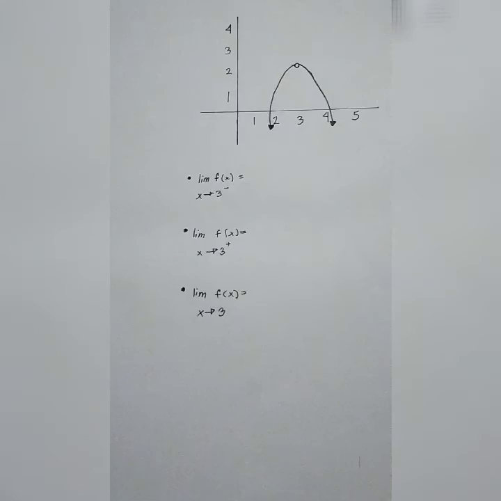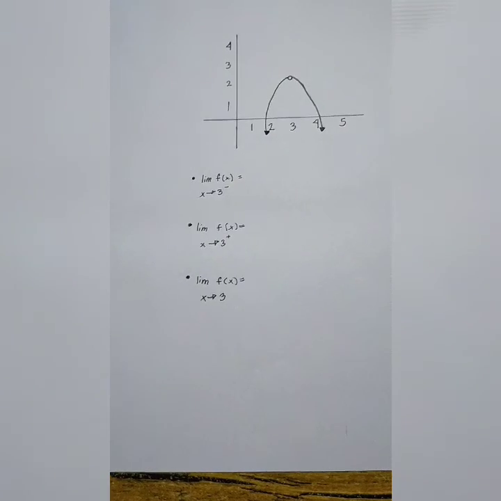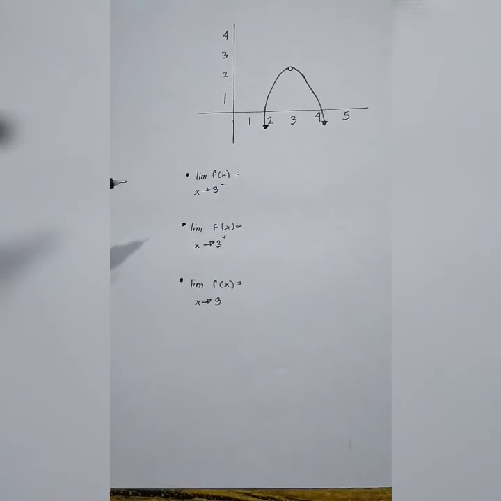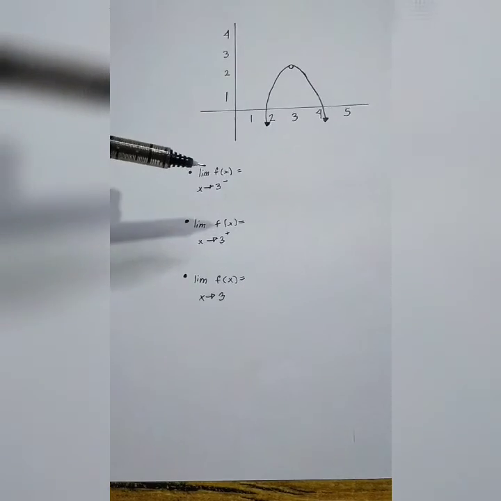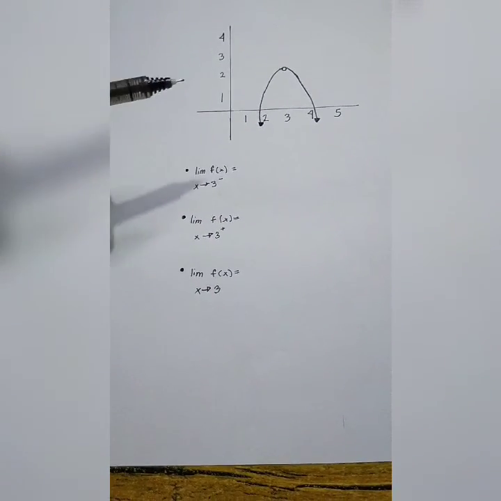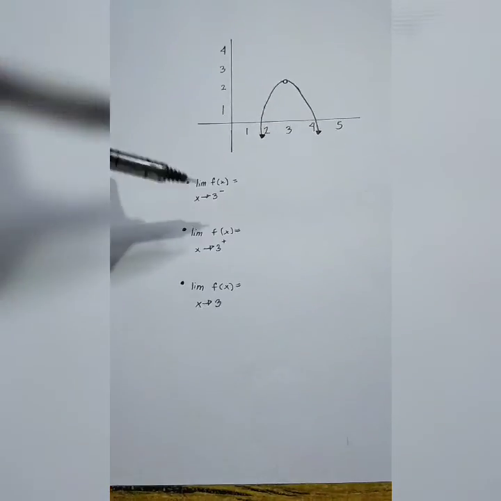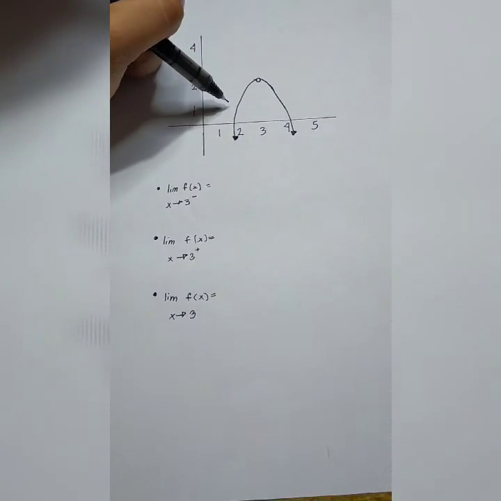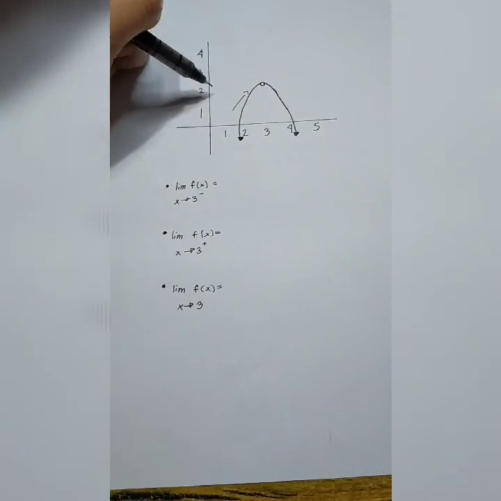So, another example. Okay, let's try this one. What is the limit as x approaches 3 from the left side? Basically, this question is asking you, as x approaches 3 from the left, what is the y value here? We have here 2.